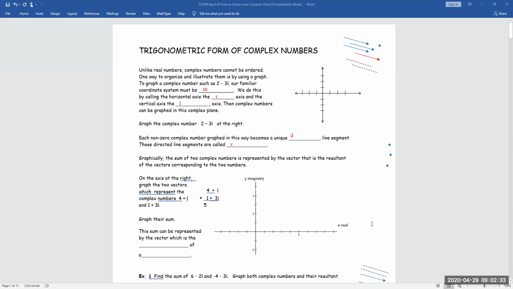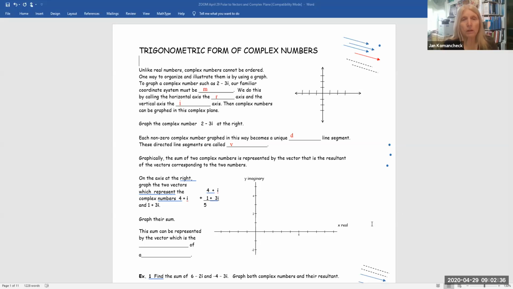Okay, so I'm going to go ahead and share my screen with our notes for today for our Zoom lecture. So today starts our lecture called Trigonometric Form of Complex Numbers. Unlike real numbers, complex numbers cannot be ordered. Before I go on any further, do you guys know what a complex number is? I'm going to say yes, you do, but a complex number is a number that usually can be written as a plus bi.